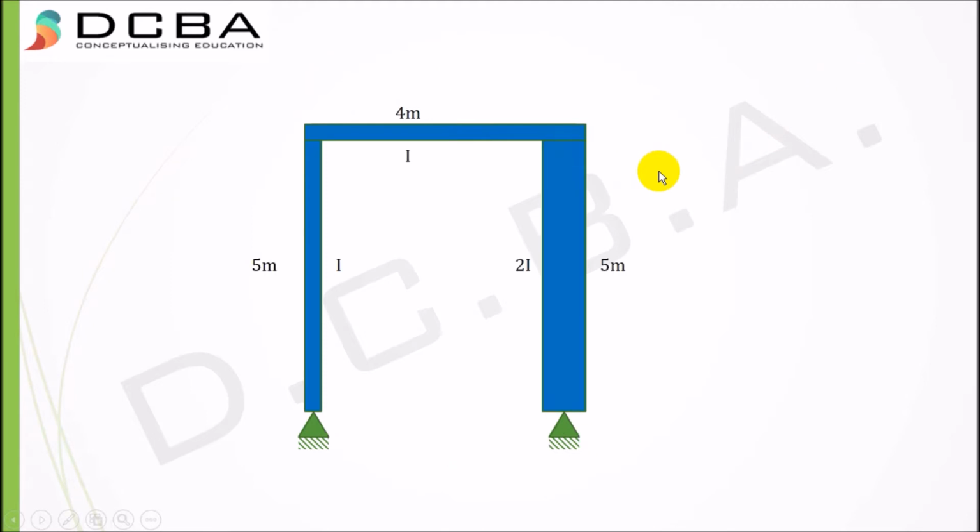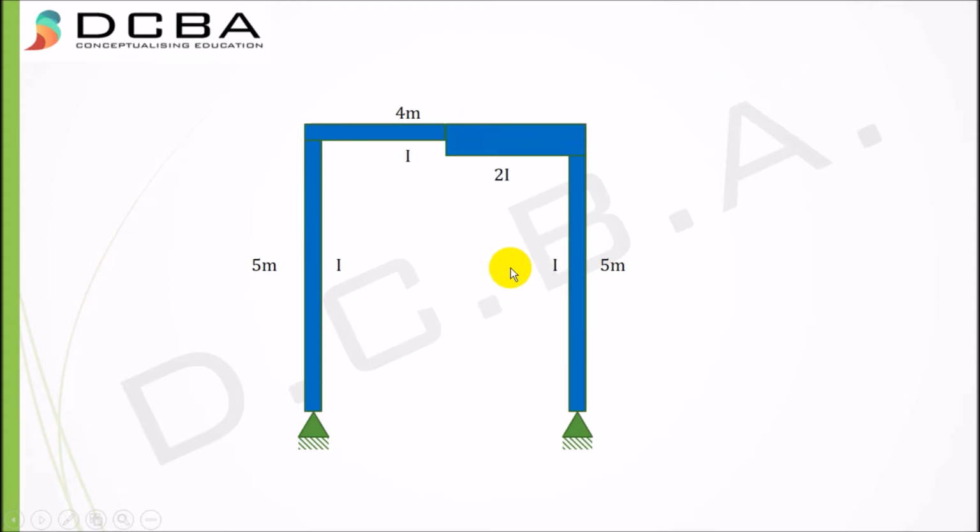Let's check another case here. Is this a symmetric structure? Let's check it. We again draw a section at the center of this beam. The left side of the structure has a column with moment of inertia I. Here the moment of inertia is 2I. Though the height of the columns is the same, that is 5 meters, and even the beam is 4 meters, that is 2 meter here, 2 meter here, so the beam is also similar, but the moment of inertia is varying, that is I and 2I. Therefore this is not a symmetric structure.